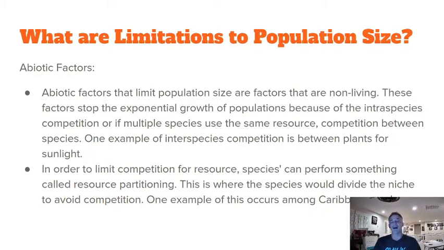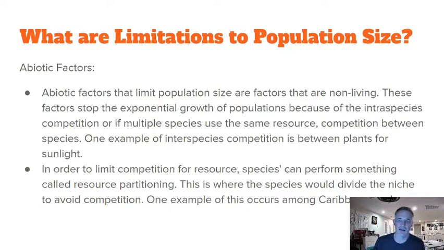In order to limit competition, some species have basically compartmentalized. It's called partitioning their habitats, their niches. This is where a species would divide the niche to avoid competition. So anole lizards in the Caribbean are a great example of this, and we'll look at it on the next slide. But basically, you have a whole bunch of very closely related lizards called anole lizards, which have divided up their niches so they're not in direct competition with one another anymore.